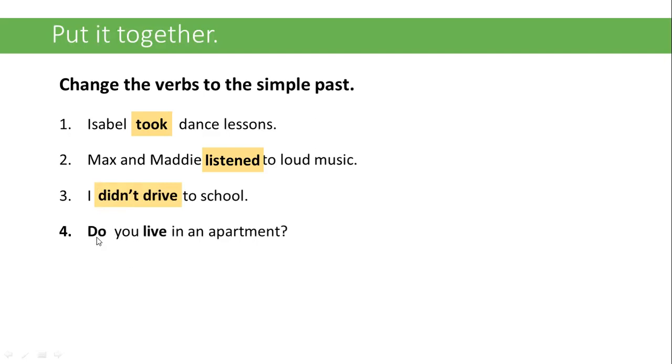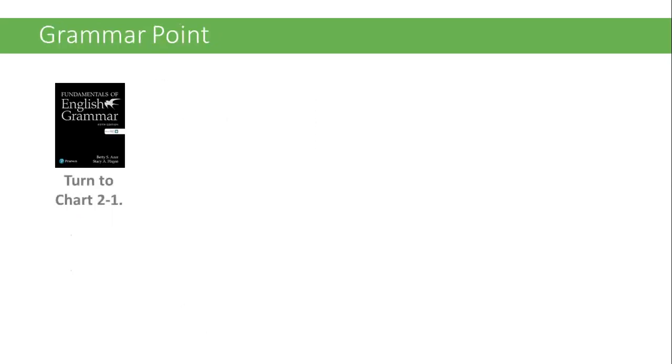For example, do you live in an apartment? So it becomes did you live in an apartment? This one too. In present, does your sister go to medical school? It becomes, yeah, did your sister go to medical school? All right.